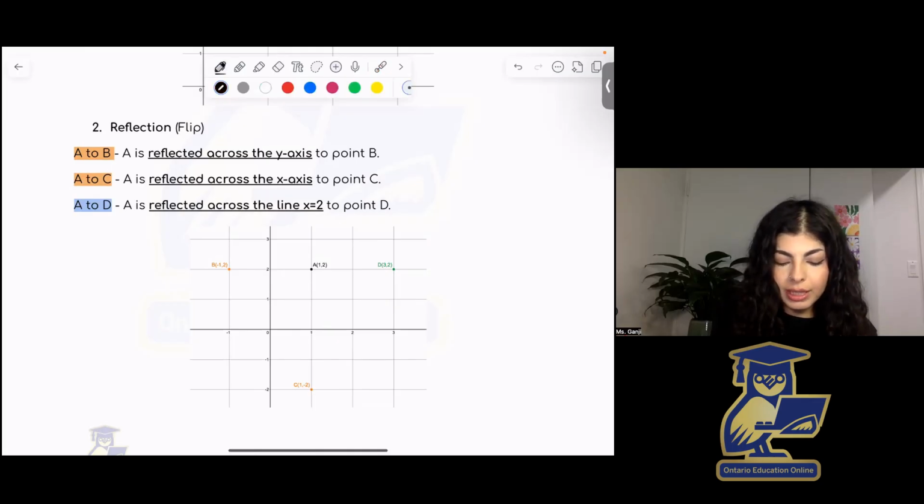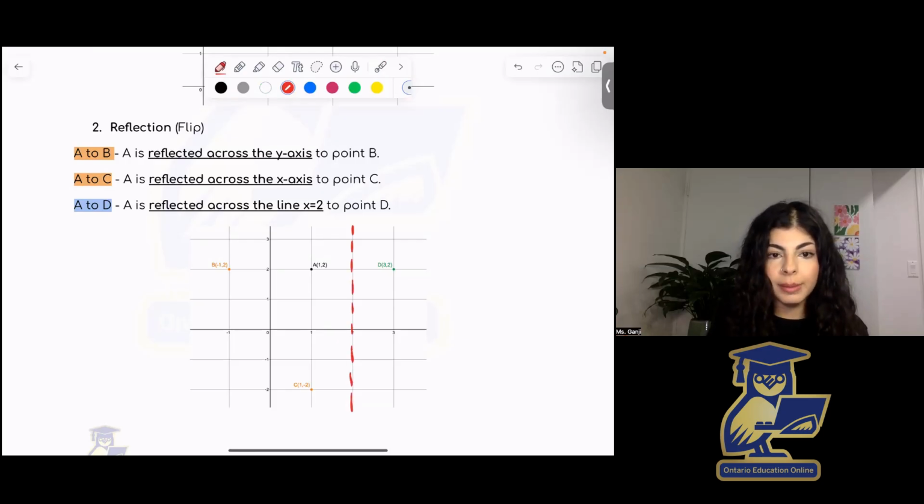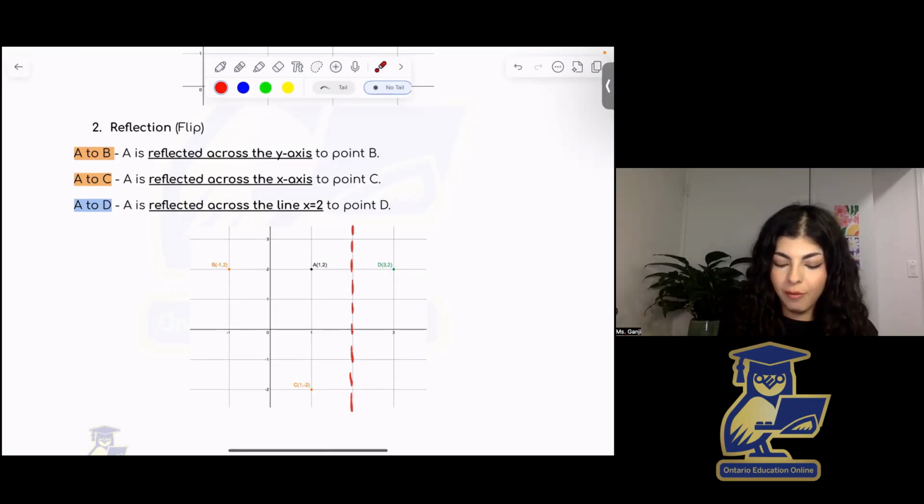Now, here I gave you the example where we are reflecting across the line x equals 2, which is right about there, and we end up with point D. And you can see that this distance is also the same distance apart. We have 1 and 1.